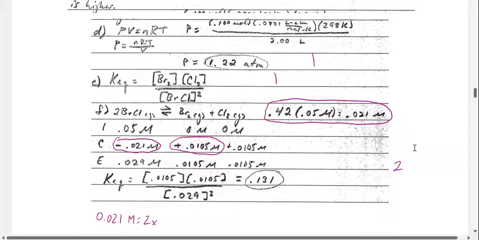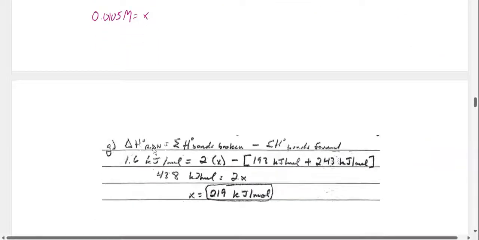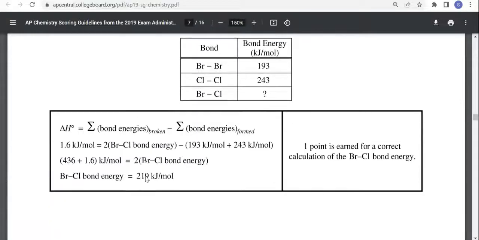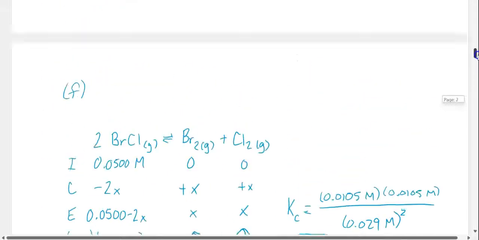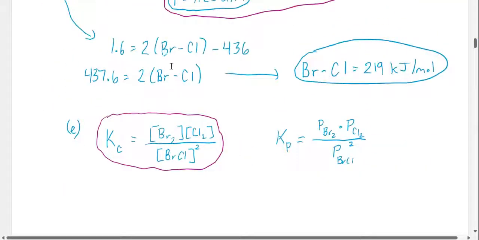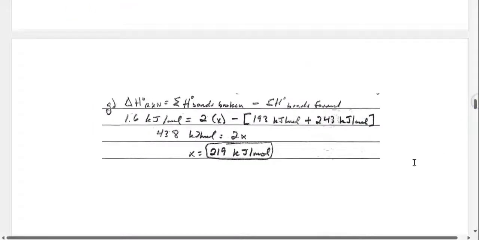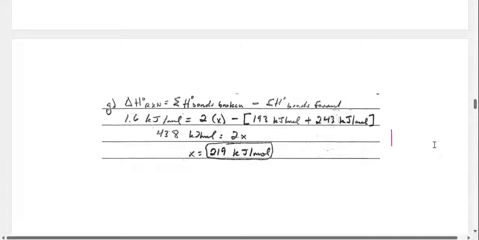But we'll see. And then G was calculating the bond energy. So they set it up, delta H is equal to the sum of bonds broken minus the sum of bonds formed. And they're just calling the BrCl bond energy X, which I wouldn't do. I would write it as BrCl like this, but again, it's not that big of a deal. If you call it X, they got the right answer. So that's a point. So I think I gave them full credit.